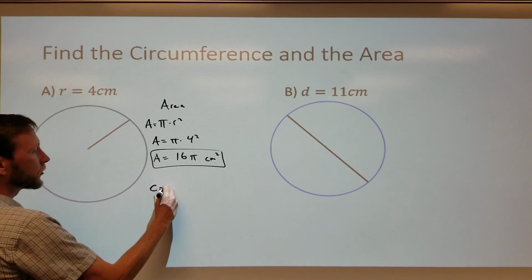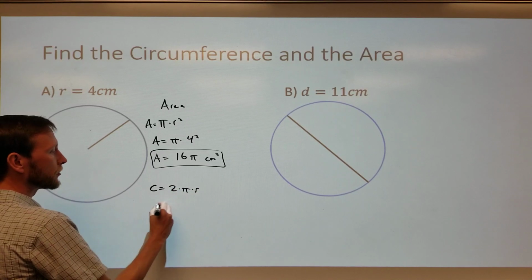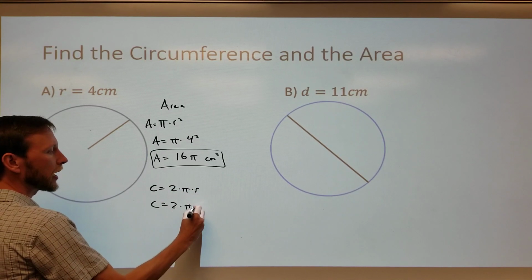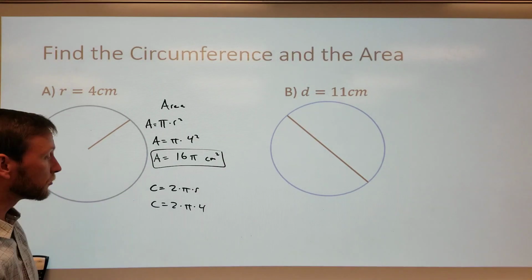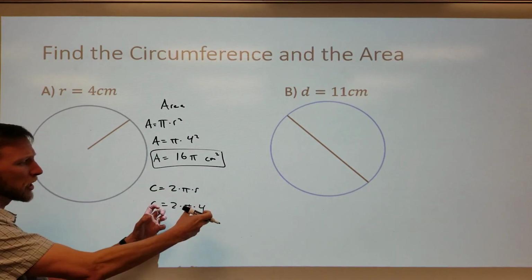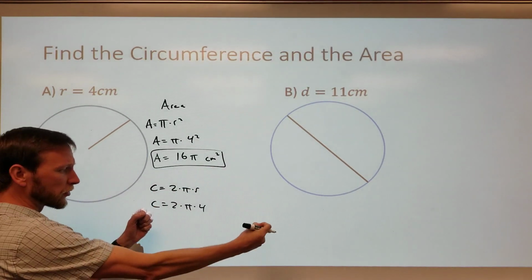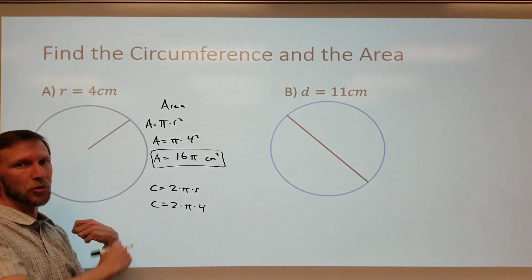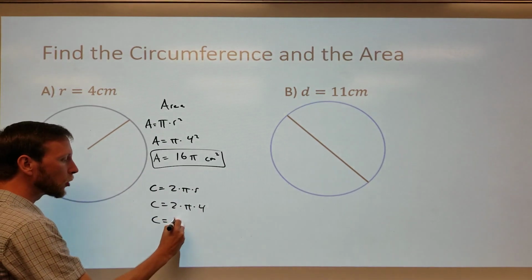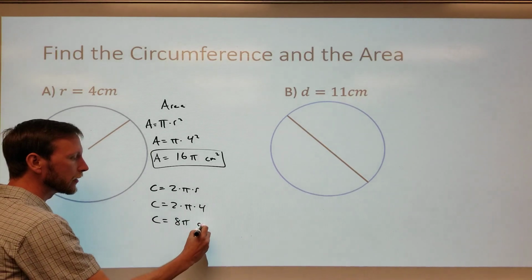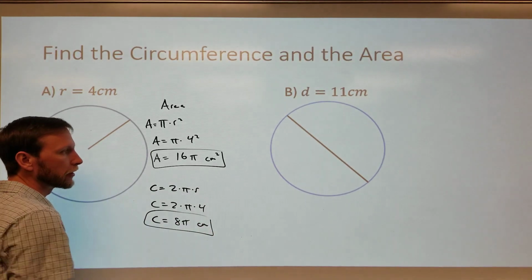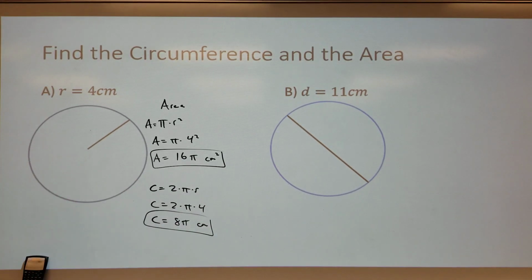For the circumference, if we're doing 2 times pi times the radius, in this case it'd be 2 times pi times 4. The commutative property of multiplication tells us that we can change that order. I can do 2 times 4 and then multiply by pi, or 4 times 2 and then multiply by pi. Either way, I'm going to get 8 pi centimeters as the circumference in this figure. Go ahead and try to do letter B. I'll pause the video, or not me, you pause the video if you want to give that a shot.